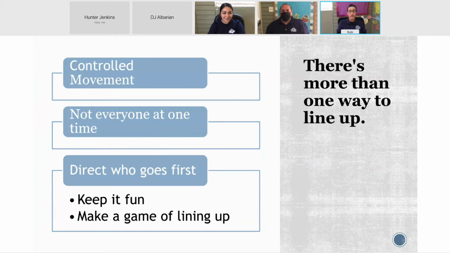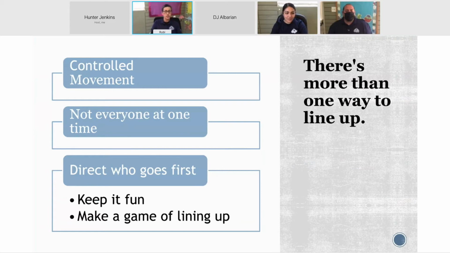There's more than one way to line up. I call it controlled movement. What does that mean? That means you don't say, okay, everyone line up, because you're going to get a ton of kids that try to go to the front of the line. So make it fun, and especially during these difficult times of COVID, you want to make sure you're keeping your participants at a distance. So make a fun game out of it.